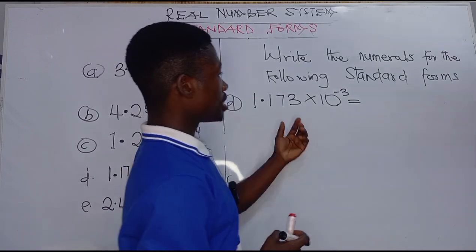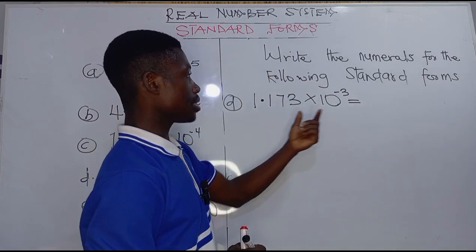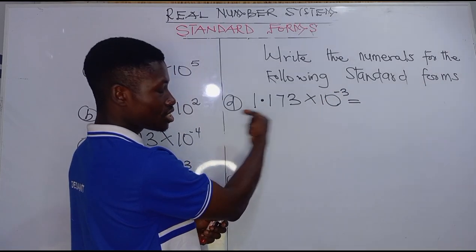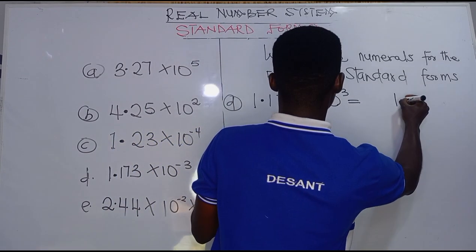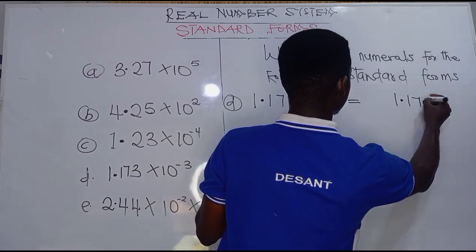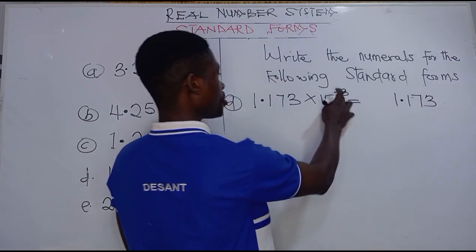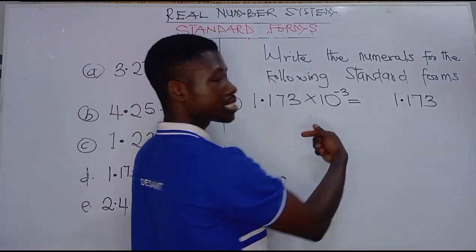So we have example D and realize that the power is negative. And we know that a negative power means that we have to move the decimal point to the left. So we have 1.1773. And because we have a negative power, we are going to move the decimal point 3 places to the left.